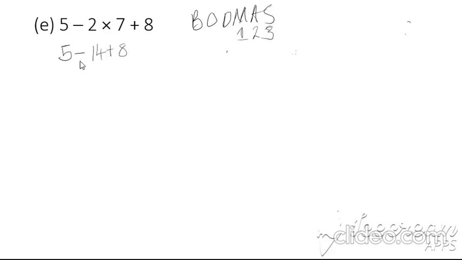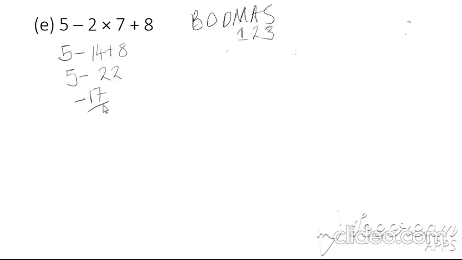So here, which one is coming first between subtraction and addition? Addition is coming first, so I'm going to add 14 plus 8. So I'm going to maintain 5 minus, so what is 14 plus 8? So that is 22. Then here we're going to subtract 5 from 22, which is going to give negative 17.